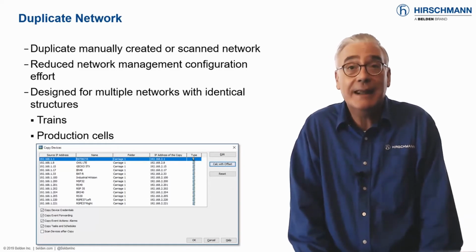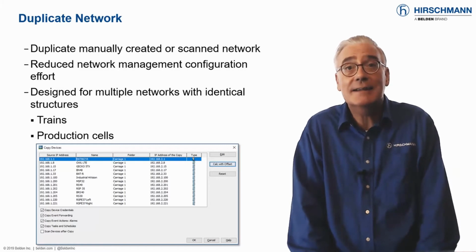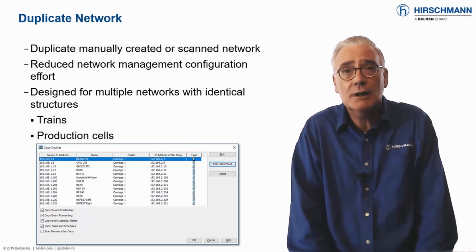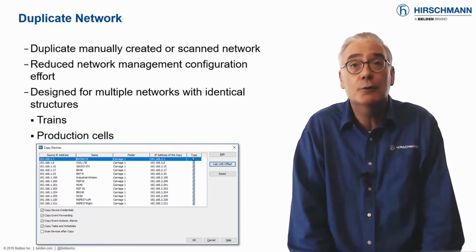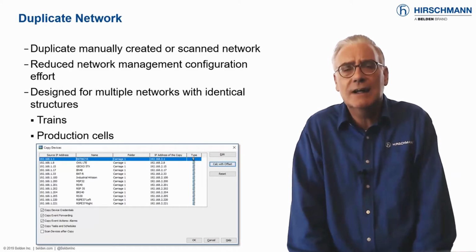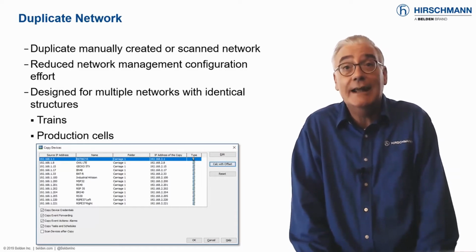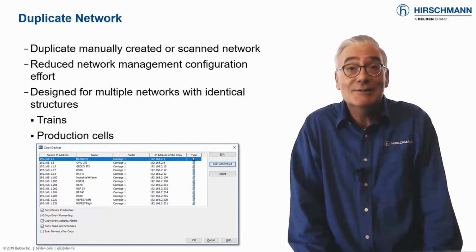using different IP addresses. The duplicate network function can create these networks, including devices, IP addresses, passwords, alarms, and event forwarding. Of course, this is a niche function for certain OT networks, but what is niche today may be mainstream OT tomorrow.